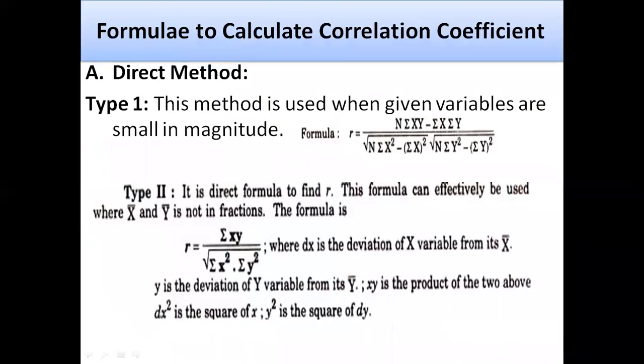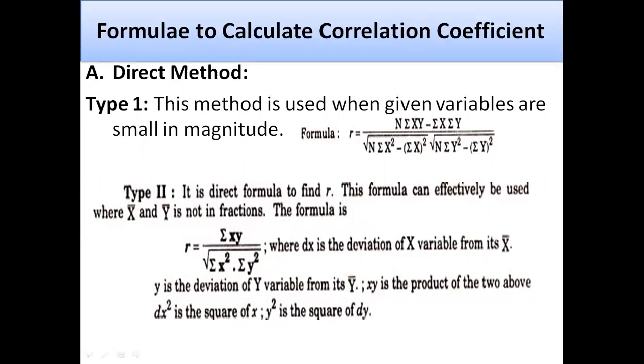Here are some of the formulas which we use to analyze the data for measuring the correlation coefficient. The first method is the direct method. The second method is the shortcut method. In the direct method itself, we have two formulas: the first is the type 1 formula and the second is the type 2 formula. We will discuss these two formulas one by one.